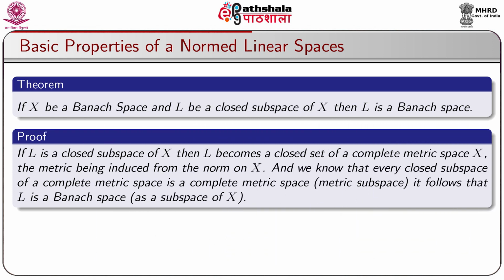Thus we get the following theorem: if capital X is a Banach space and capital L is a closed subspace of X, then L is again a Banach space. The proof is like this: if capital L is a closed subspace of X, then L becomes a closed set of a complete metric space, the metric being induced from the norm on X. And we know that every closed subspace of a complete metric space is a complete metric space, that is, a metric subspace. It follows that L is a Banach space as a subspace of X.